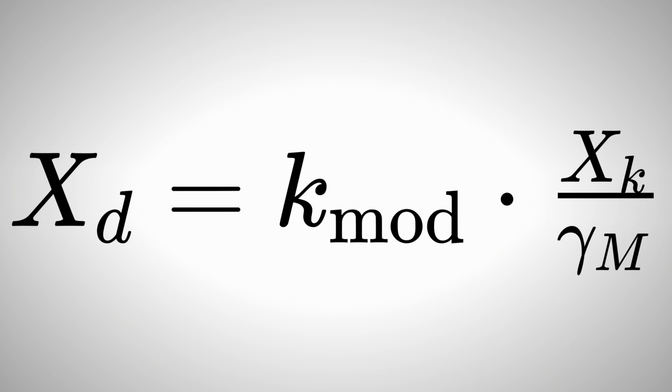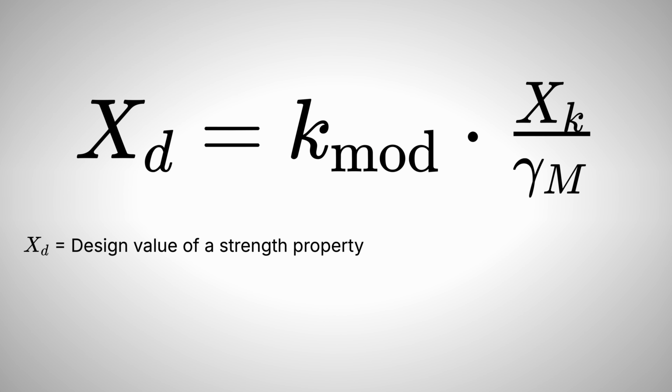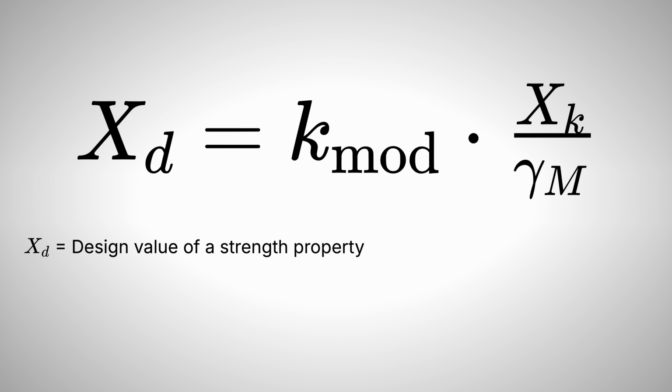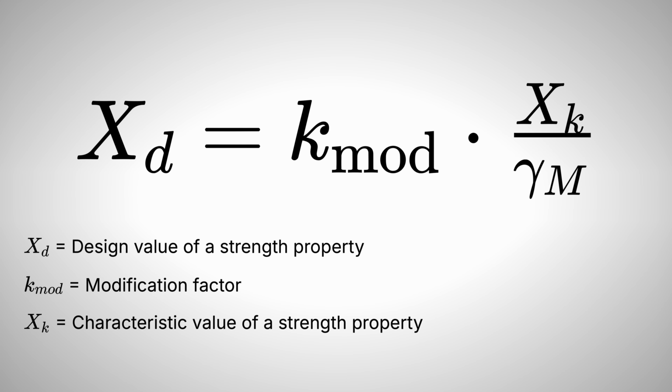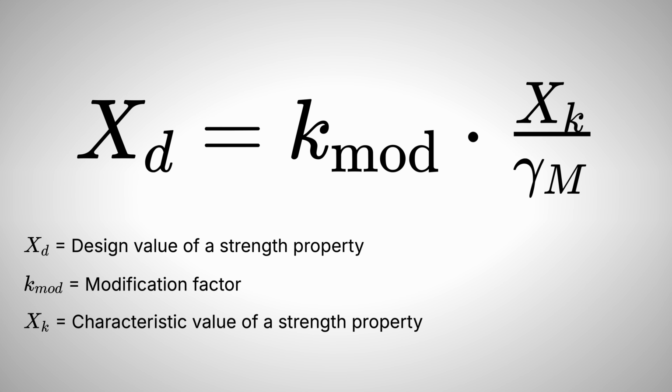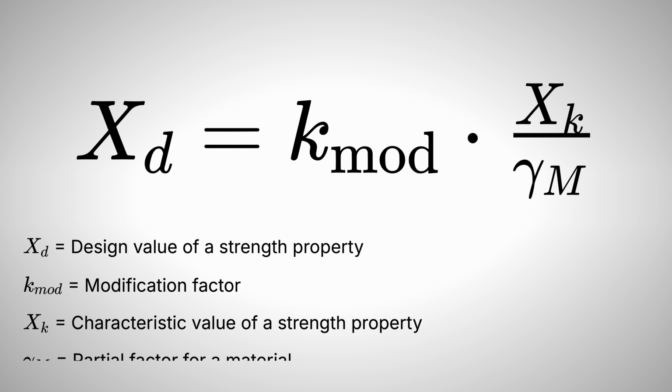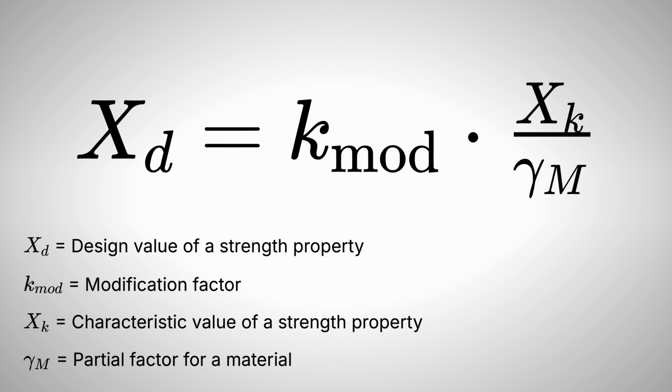Together, these two factors are essential for determining a realistic and safe design value of a strength property of a material. This design value is given by the following formula, where XD stands for the design value of a strength property, kmod stands for the modification factor, XK stands for the characteristic value of a strength property, and gamma M stands for the partial factor for a material. The X can be replaced with different strength properties such as compression or tension.